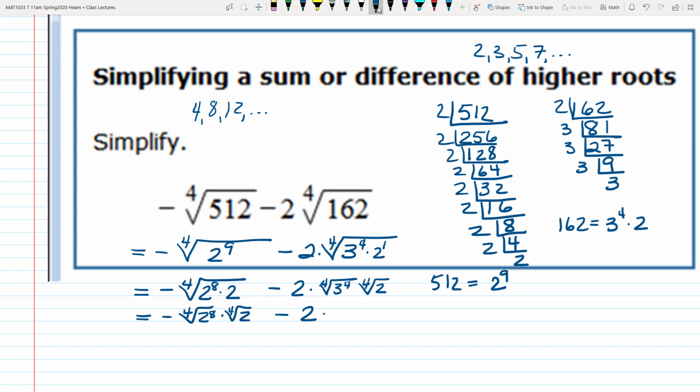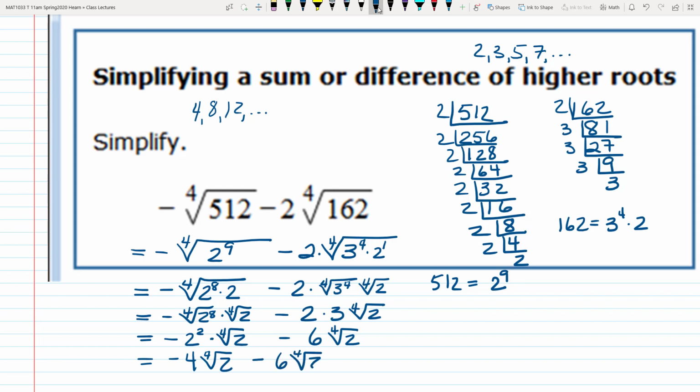4th root of 3 to the 4th is just 3, and there's nothing I can do with the 4th root of 2. Over here we have negative 4th root of 2 to the 8th. Dividing the 8 by 4, we get a power of 2. So it's going to be negative 2 squared times the 4th root of 2. And then 2 times 3 is 6 4th roots of 2. And so this is going to be negative 4 4th roots of 2 minus 6 4th roots of 2.